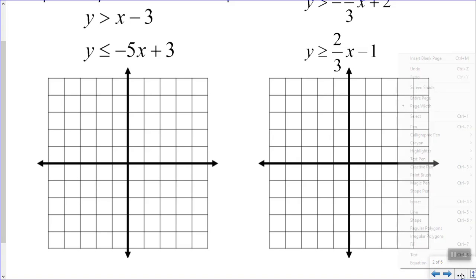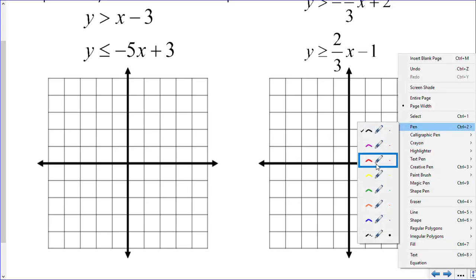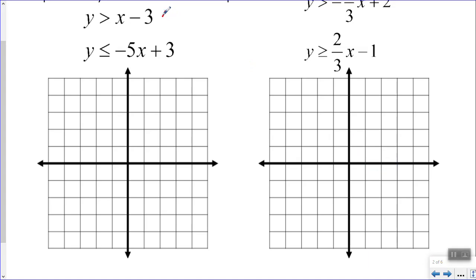For this first one, we started out with two simple inequalities that are both in slope-intercept form. So I'm going to do my first inequality here in red. My y-intercept is -3, my slope is 1, so I can get all my points plotted here. And if I look at that inequality symbol, it's strictly greater than, so this is going to be a dotted line. And because it's greater than, we're going to shade above the line.